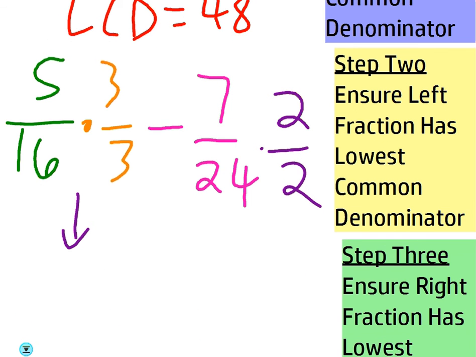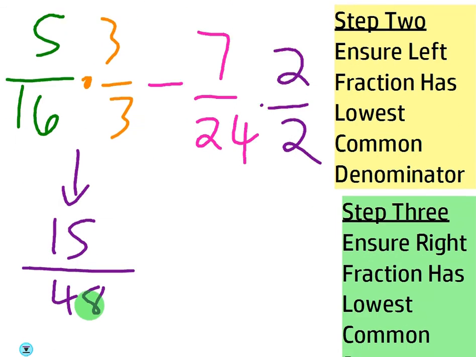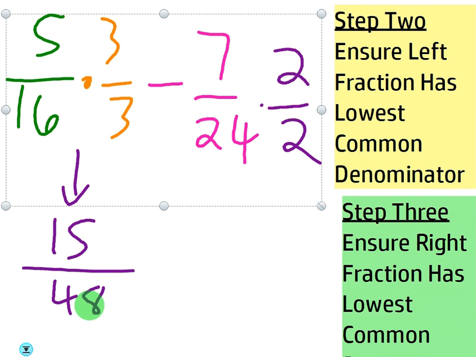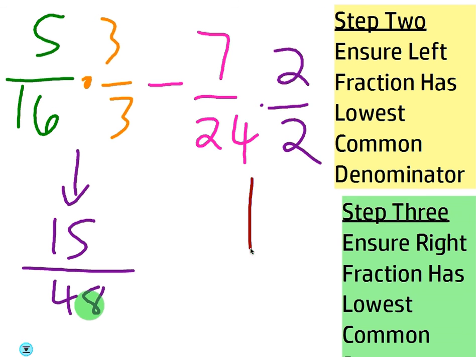So the first fraction is going to turn into 5 times 3, which is 15 over 48. Okay, so 5 times 3 is 15, 16 times 3 is 48. How about the next fraction? What's 7 times 2? 14. So 7 times 2 is 14, and then 24 times 2 is 48. So it's going to be 14 over 48.